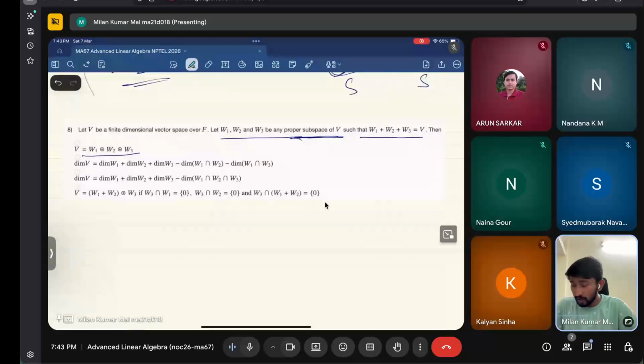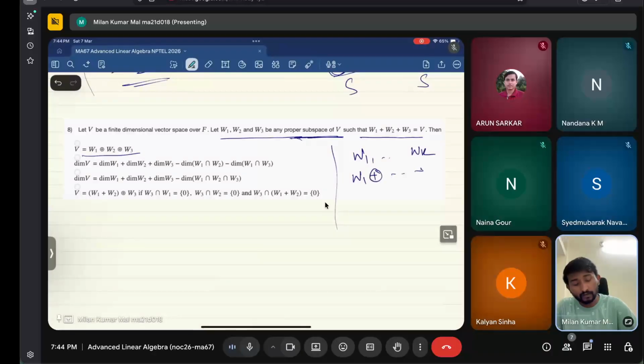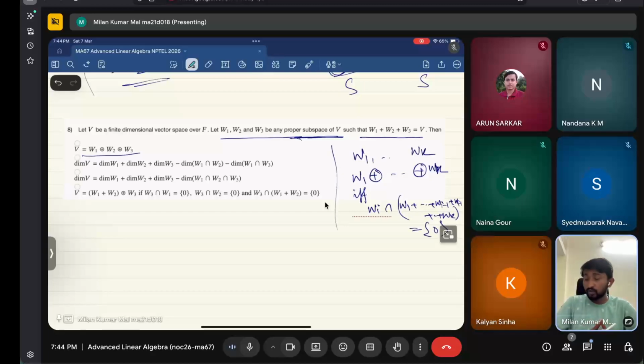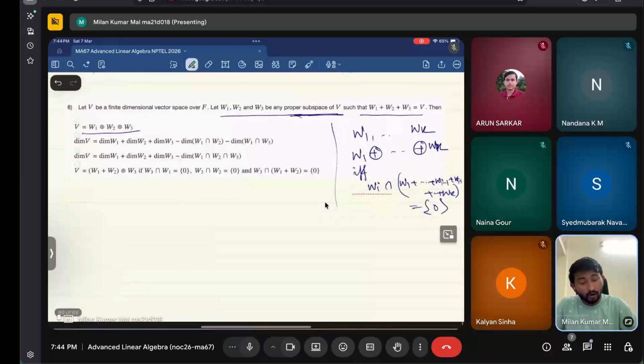So let me recall that if we have two subspaces or k number of subspaces W1, W2, Wk, then we can write W1 direct sum all the way to Wk. In general, this is called that W1, W2, Wk are independent if and only if Wi intersection W1 plus all the way plus Wi minus 1 plus Wi plus 1 plus all the way Wk has to be 0. That means each Wi with the sum of the remaining part has to intersect in 0.